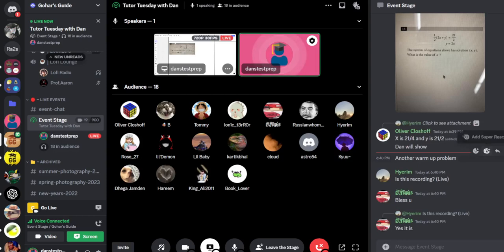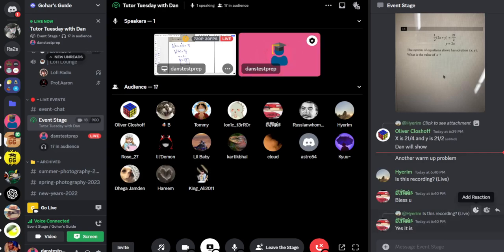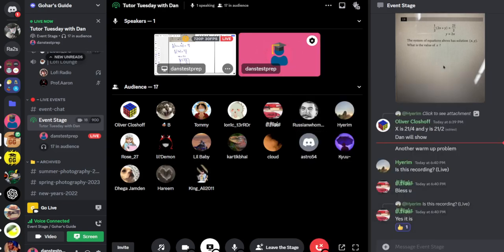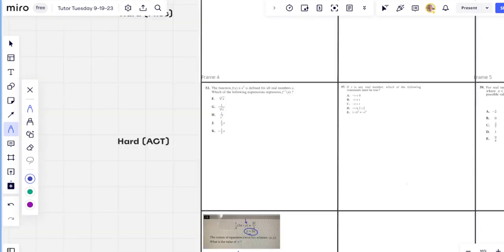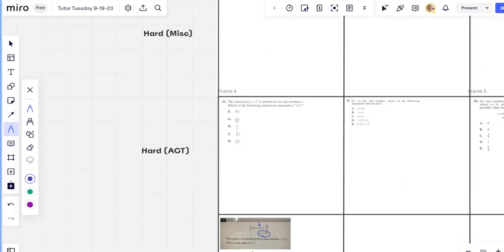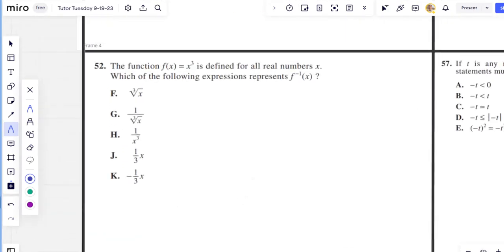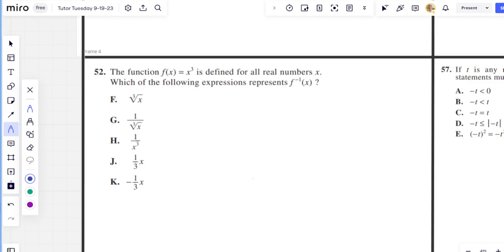So what do we got? Oliver got that right. Yeah, another warm up. Sweet. I'm going to move on to some of the ACT problems. These should be a little bit harder, but I know for some of you guys, you're just superstars at this. So let me walk you guys through this.